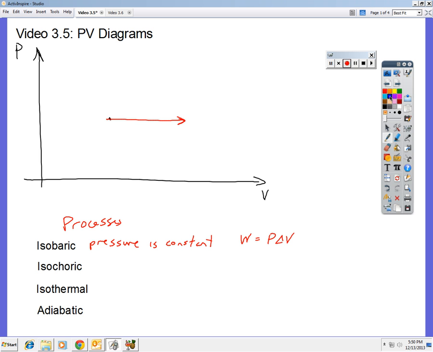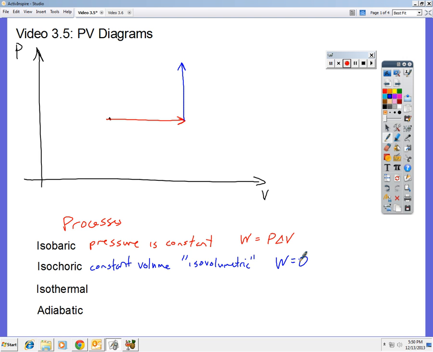An isochoric process is the next one you have to know about. In that one, it has constant volume. Sometimes these are called isovolumetric processes. On the graph, the isovolumetric process is a vertical line, not like the one I drew, like that one. In an isovolumetric process, the pressure can increase or decrease, but the volume doesn't change. The result of that is that the work done in an isovolumetric or isochoric process is zero. So delta V is zero, therefore work is zero.